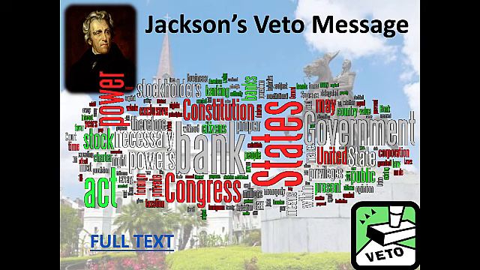When you make what we call a Wordle of Jackson's veto message, basically you put all the words into a computer, and the larger words that show up on the screen are the words that are said the most within the speech. So in Jackson's veto message, when he's explaining why he vetoed the bank, look at the big words there: states, power, constitution, bank, government. He argues that this power should be within the states. And because he still does not believe that the bank is constitutional, he needed to act, and he needed to make sure that this bank does not survive.